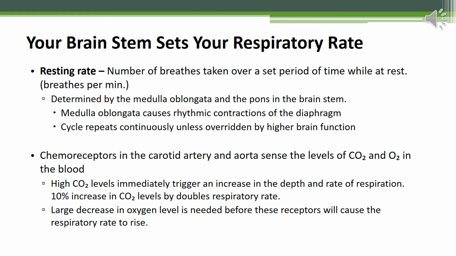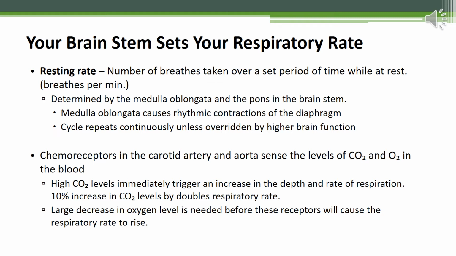I'm pretty sure we covered this in the nervous system, but your brainstem is what sets your respiratory resting rate. So your resting rate, or respiratory resting rate, is the number of breaths which you take over a set period of time while at rest. And this is usually in breaths per minute. Your resting rate is determined by the medulla oblongata and pons in the brain stem.